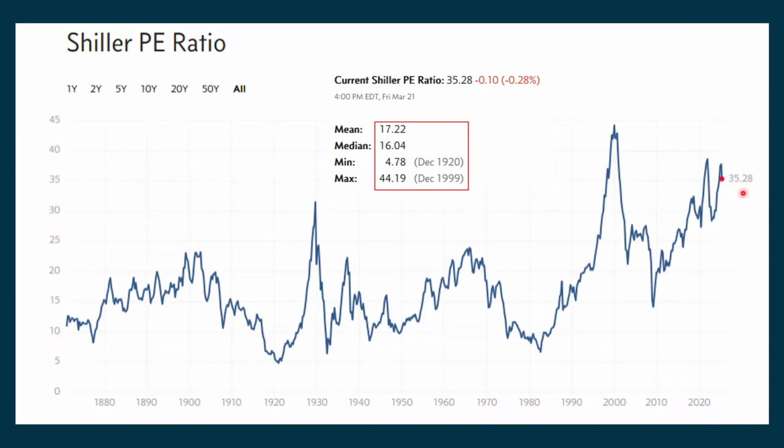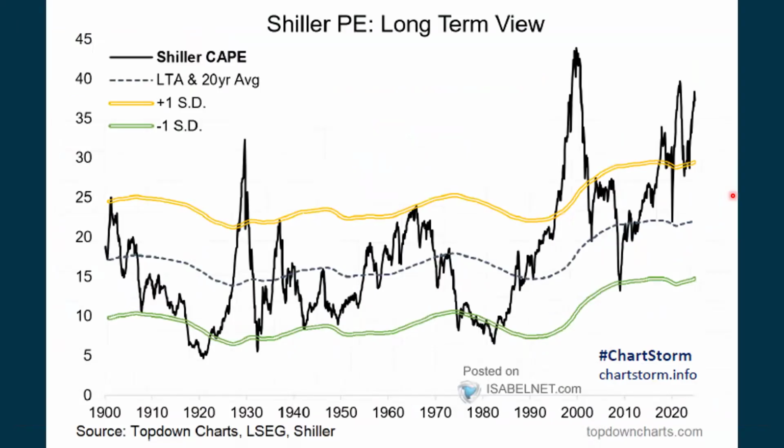But to give it a little bit more context, we look at the median and the mean, which is between 16 and 17, and we're still pretty much almost double what we should be at as far as a valuation basis when looking backwards. This also takes a different bit of dynamics into account. This is that same chart, but it places some standard deviations above and below what the midpoint should be.